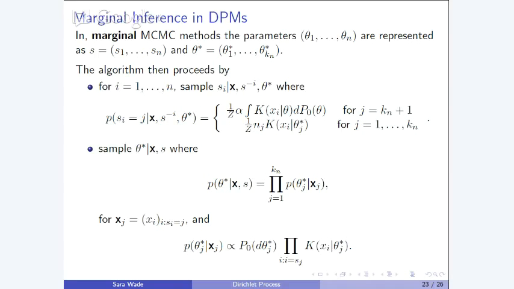So the probability that subject i is in the j-th cluster, we know from the urn scheme that it's in a new cluster with probability proportional to alpha. We can write this out: the probability that S_i is equal to j, given S minus i, the labels of everybody else, and the parameters, is just proportional to the probability that S_i is equal to j, given the labels of everybody else, times the likelihood of x_i given all of the labels S and theta star.